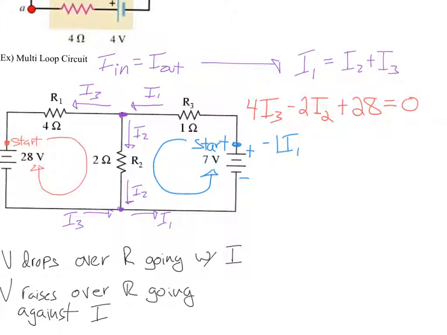I1. The next thing we'll encounter is going through resistor 2 in line with current 2. So that will be minus 2 I2. The next thing we come to is going across our voltage source from minus to plus. That will be a 7 volt gain, and altogether those equal out to 0.